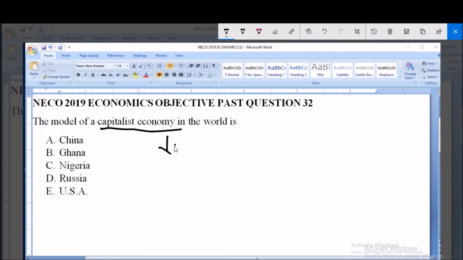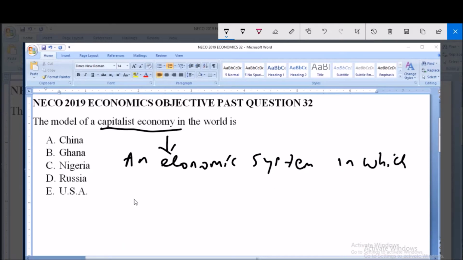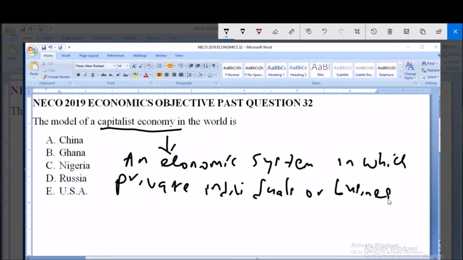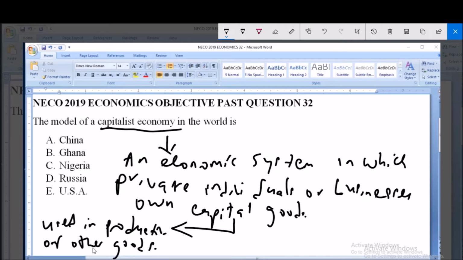And a capitalist economy is an economic system in which private individuals or businesses own capital goods. Now, capital goods are just basically goods used in production of other goods. So you can say capital goods are more or less raw materials for the production of other goods, and capital goods are usually not sold directly to the consumers.